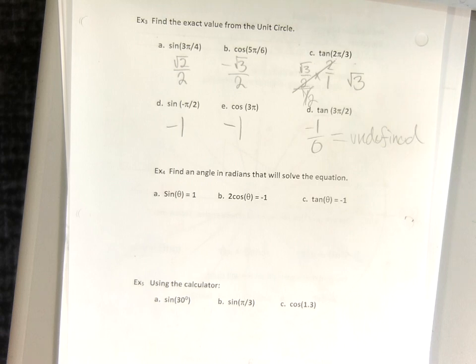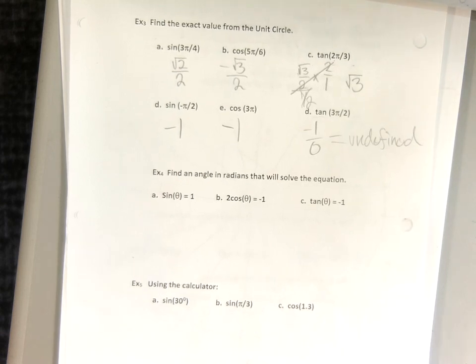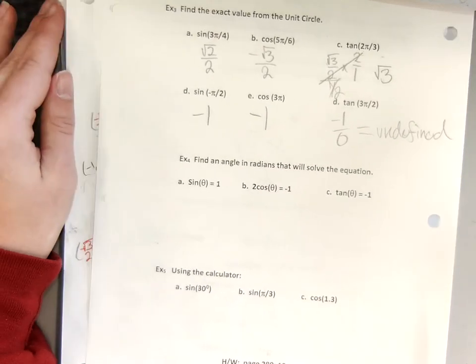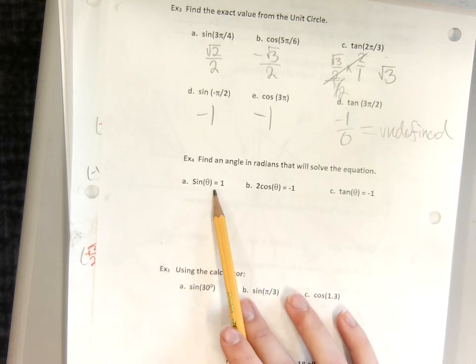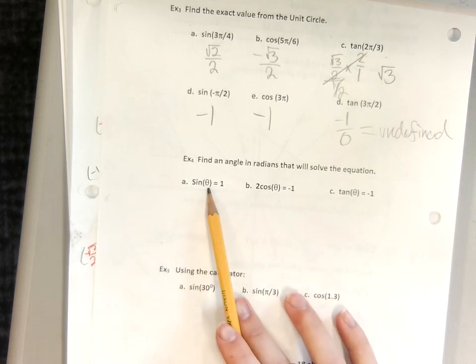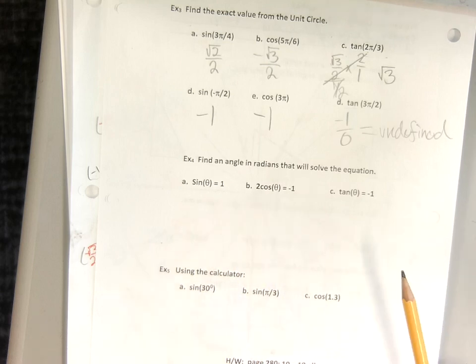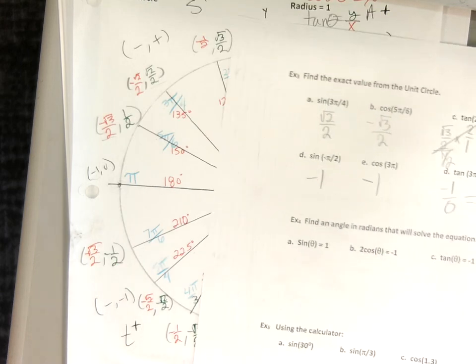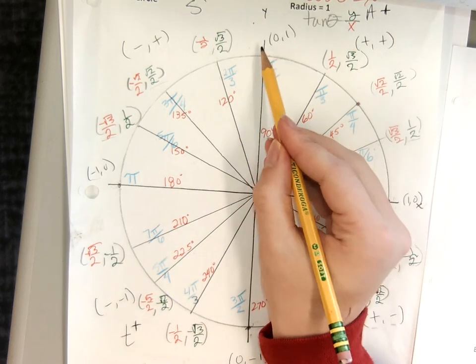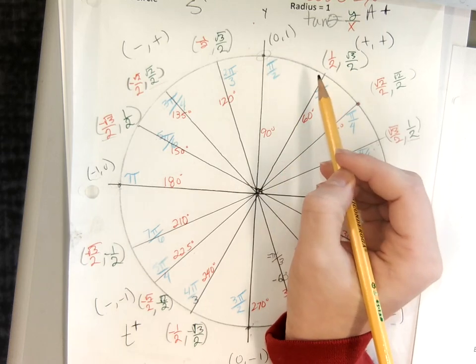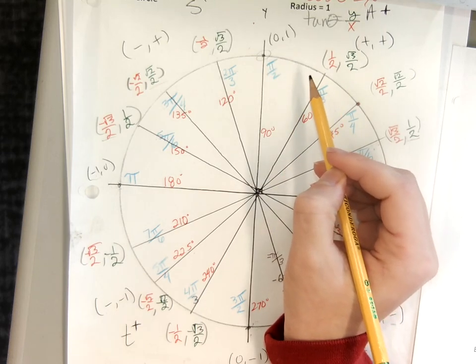Find an angle in radians that will solve the equation. So we are going to look for where sine of theta equals 1. So where does sine equal 1? Y value. Find a y value of 1. Put your circle. Y value of 1. Where is it? It is right here. In radians. 90 is correct. But what are we going to call it? Pi halves.